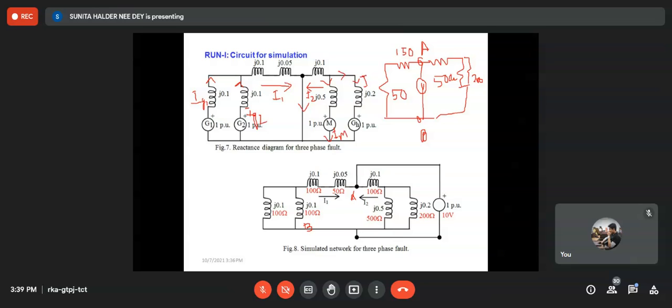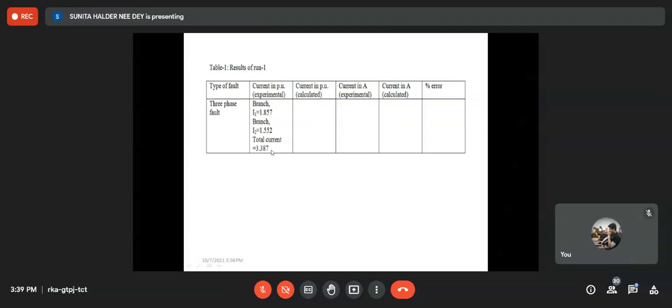Will you be able to calculate or not? Yes, ma'am. Okay, so for the experimental data, I have written current in per unit, but it will not be per unit. I shall correct this one. Actually, this will be the current observed in the simulating model, right? But that is not per unit. When you multiply it by the scale factor, then we will get the current in per unit. Have you understood?